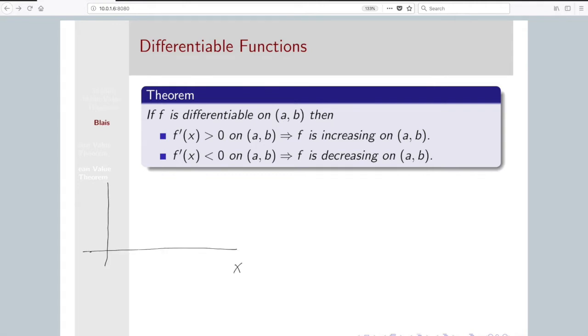Let's draw a case where our function has a positive derivative. What does that mean to have a positive derivative? It means that at any given point, the slope of the tangent line is positive. And so to draw a function that has this property, it has to always be going up. It has to be always increasing. That's the only way we can make sure that the tangent line at any point is actually positively sloped.